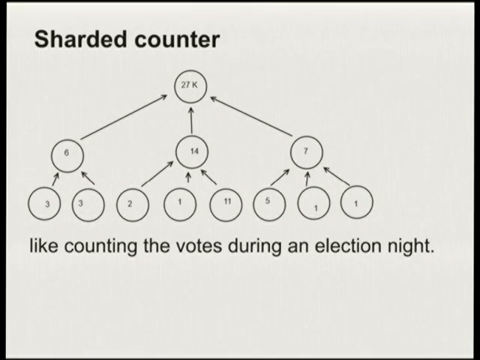Like, let's think of election night. If we had to count everyone's vote with one person, it would take a long time. But since we have lots of polling booths, then we can just add up the votes at each polling booth and count all the votes really quickly. So that's kind of how a sharded counter works. Each of these lower nodes is going to pass its count upwards. So 3 plus 2 is 6. And then 6 plus 14 plus 7 equals 27, and so on.